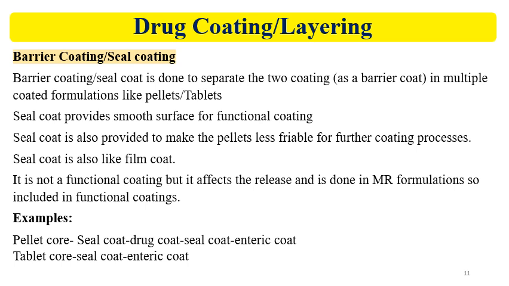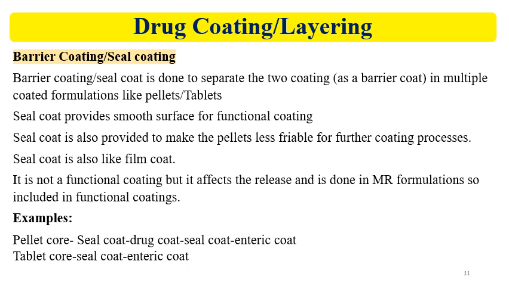Seal coat is also like the film coat. It is a non-functional coat, but it affects the release in MR type of formulations. So it is included in the functional type of coat. Mainly the delayed release formulations involve the seal coat or barrier coat. Also, many of the pellet formulations involve the use of seal coat. So examples are like pellet core is coated with seal coat, then drug coating is done, then again seal coating is done, and then functional coating or enteric coating is done. Then a tablet core: onto the tablet core, apply the seal coat and then apply the enteric coat.